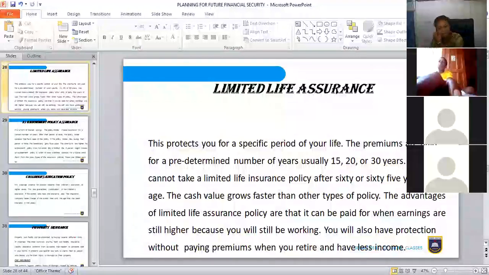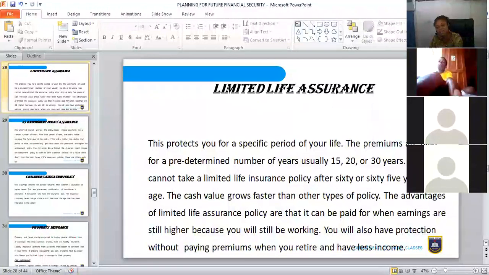Then we also have the limited life assurance. The limited life assurance will also protect you for a specific period of your life, and the premium is for a predetermined number of years, usually 15, 20, or 30 years, and you cannot take a limited life insurance policy after 60 or 65 years. So once you are 60 or 65, you cannot take this limited life assurance, because you are supposed to contribute for a predetermined period of either 15, 20, or 30 years. So if you are 65 plus 15, that will give you 80. If you are 60 plus 20 years, 100.